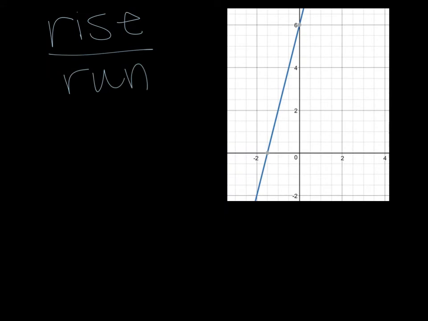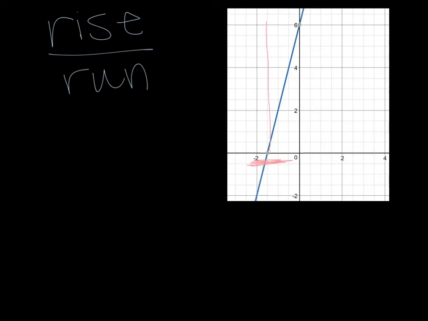So let's say, for instance, you have this graph. The first thing that you want to do is identify where the points are on the graph. So for our graph, we have a point here and a point here. Because we're calculating rise over run, let's look at this point first. So we want to see how much did we go up to get to the next point. So let's count it out.